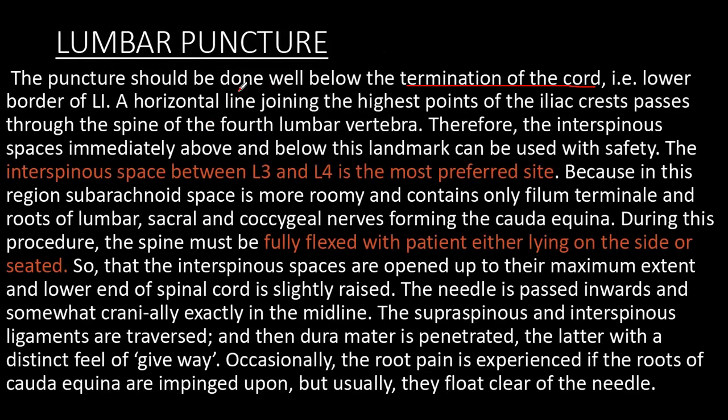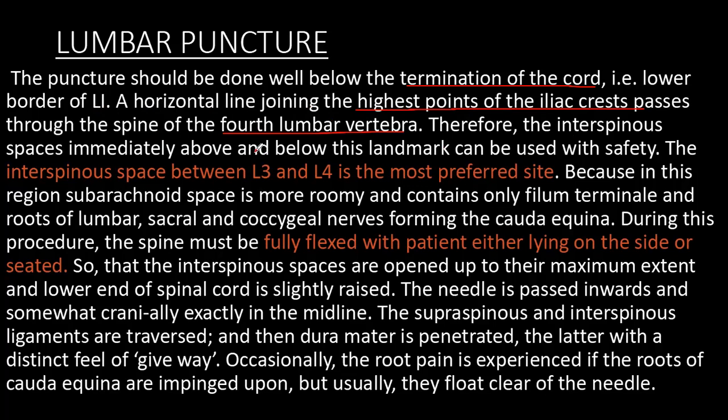Okay, and in adults, the conus medullaris is found somewhere at the level of the intervertebral disc between L1 and L2. So you want to do the puncture somewhere a little bit lower. Okay, so how will you do this? You identify the highest points of the iliac crest, then you draw a horizontal line joining the highest points. Okay, and that line would pass through the fourth lumbar vertebra.